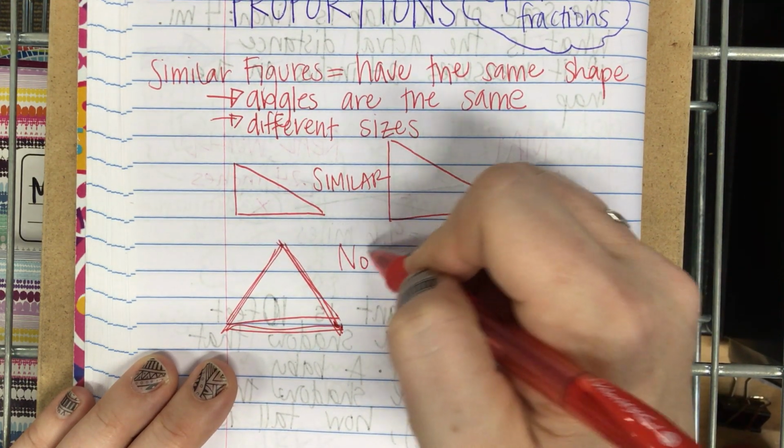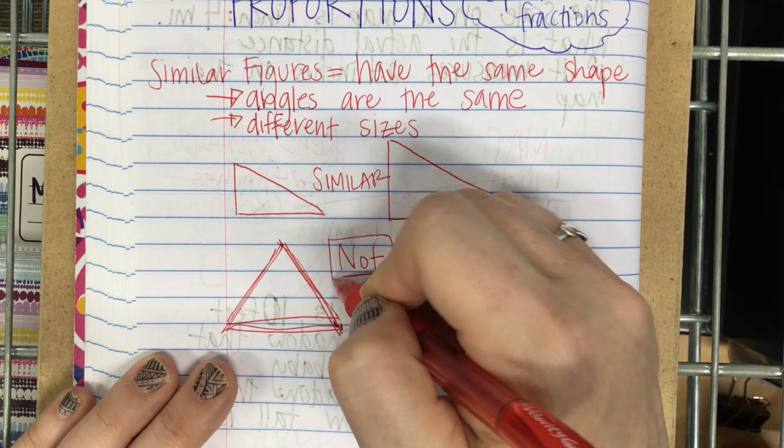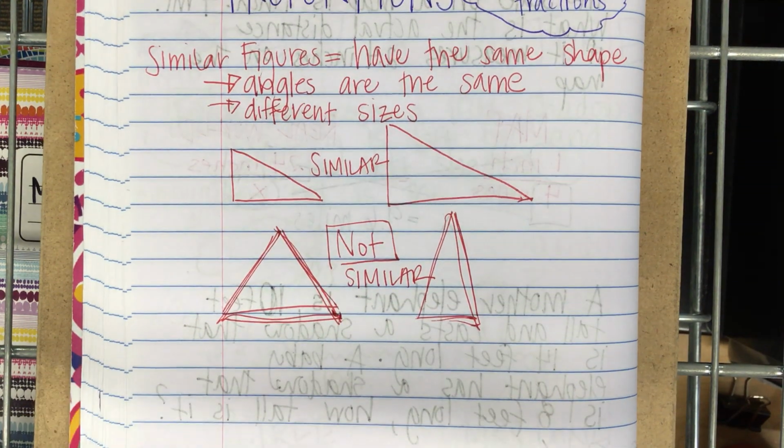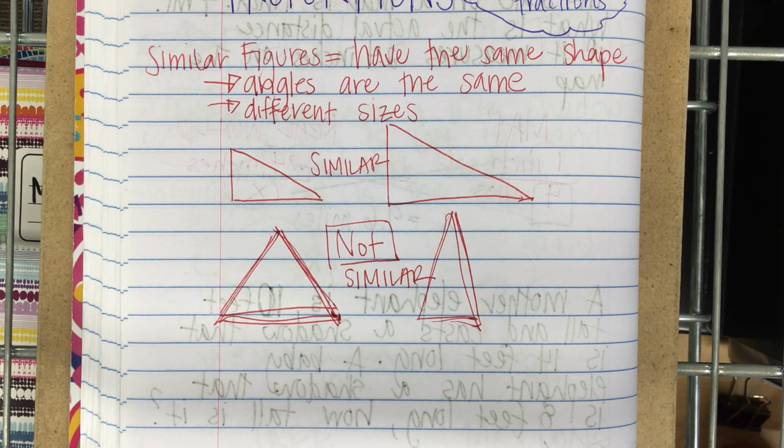These are not similar. Do you see the difference between things that are similar and things that are not similar? Even though they're both triangles, they don't have the same angles. This top angle is much skinnier, smaller than this top angle.